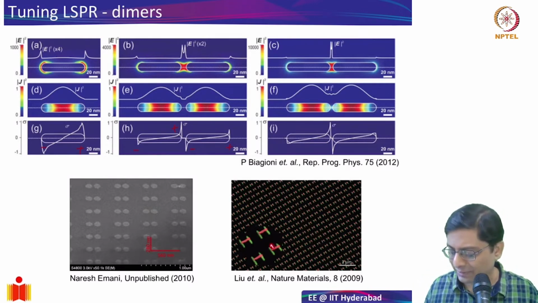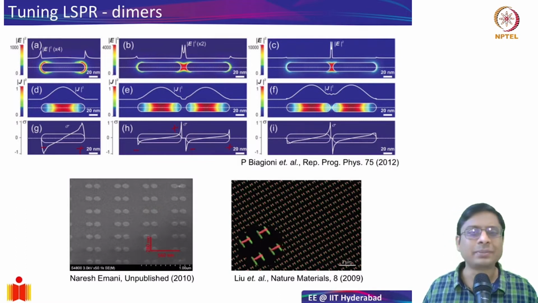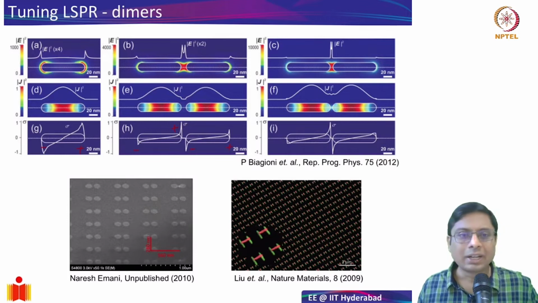Another example is basically having two of these rods and then one rod perpendicular. So this exhibits an interesting property known as electromagnetically induced transparency. So a lot of research has been done. But why do we want to increase a hotspot?